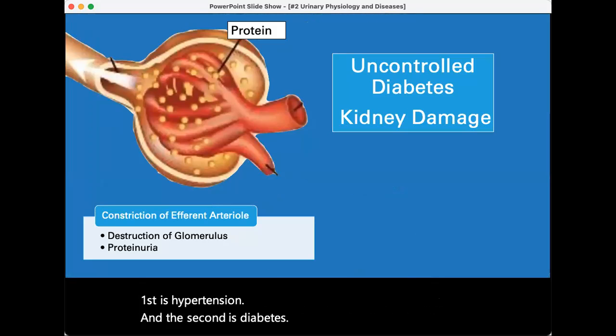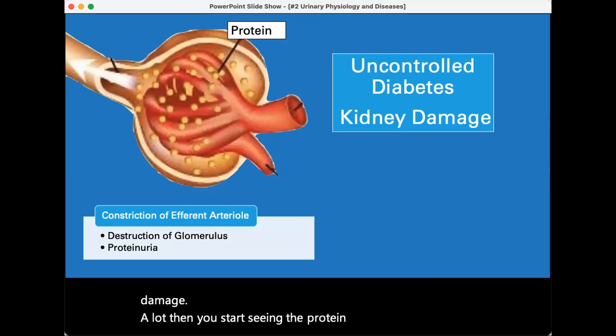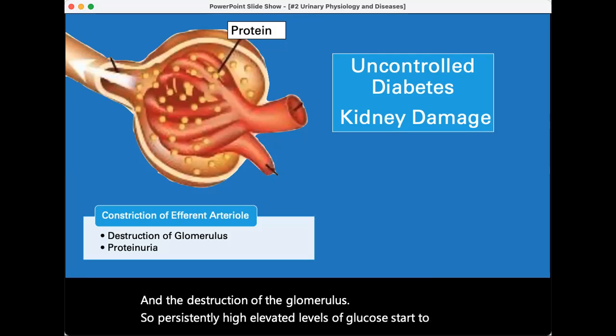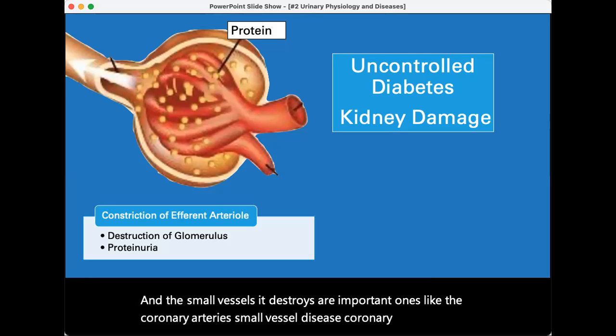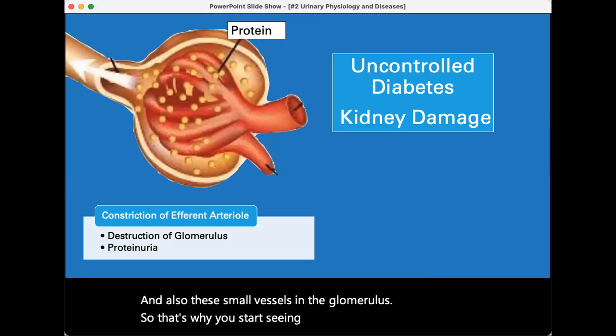In uncontrolled diabetes, you'll start seeing a lot of kidney damage. Then you start seeing protein in the urine and the destruction of the glomerulus. Persistently elevated levels of glucose start to destroy small vessels, and the small vessels it destroys are important ones like the coronary arteries, small vessel disease, coronary artery disease, and also these small vessels in the glomerulus. So that's why you start seeing renal failure with uncontrolled diabetes.